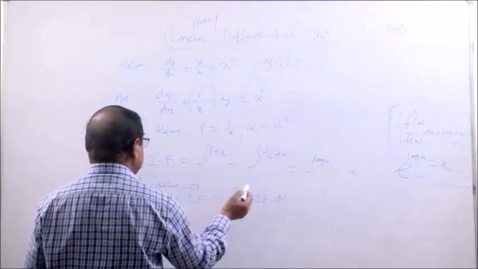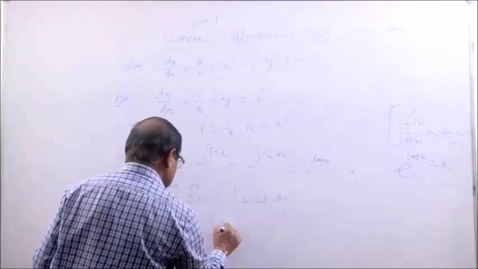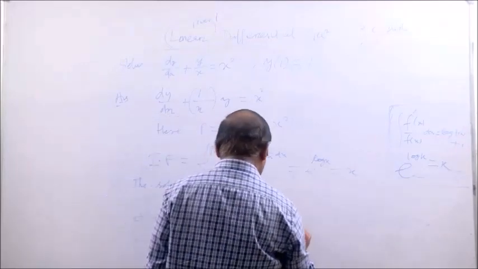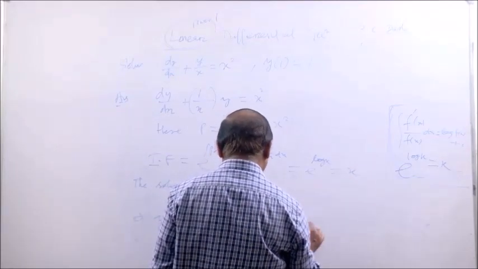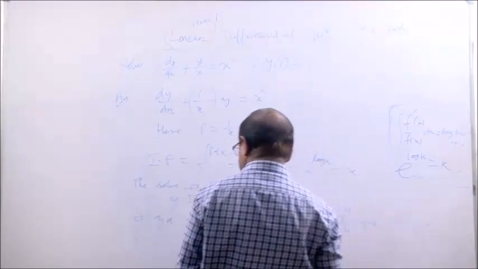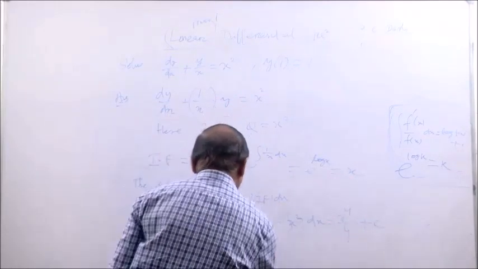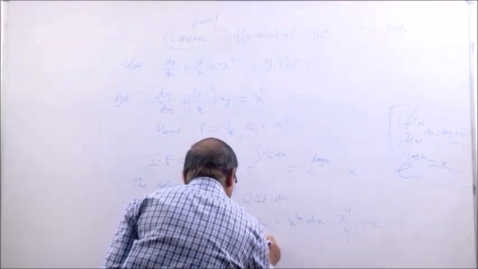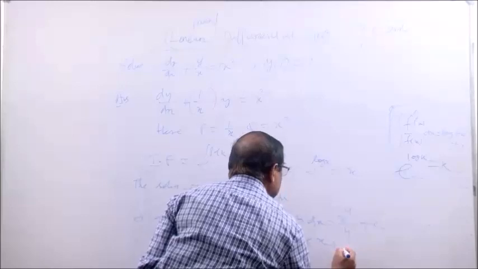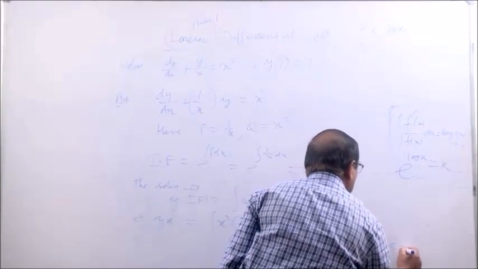So y into IF is what? x times y. What is Q? You have taken Q as x square and the IF is x, into dx, that is integration of x cube dx. So the answer is x to the power 4 by 4 plus c. What is the initial condition given? Given that if the value of x is 1, then the value of y is equal to 1.